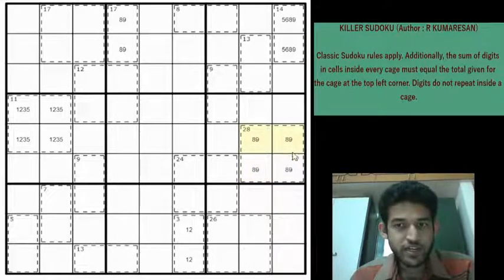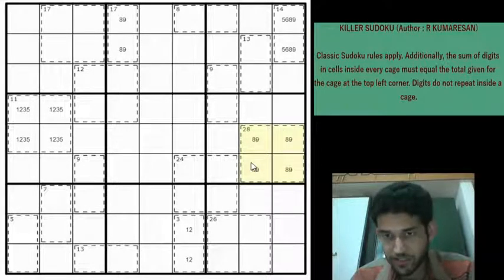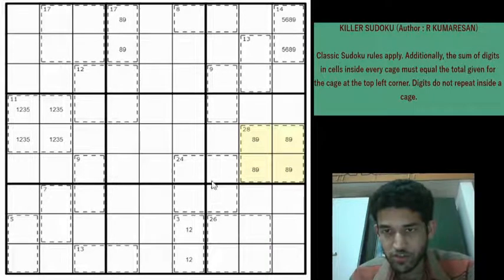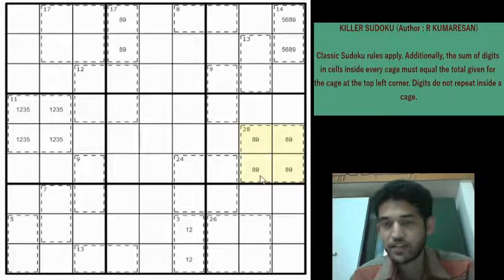Can we be certain that 7 is not here? Let's see if we can reach the total of 28 without the 7. So we have 17 already. We need 11 more. That 11 more can be achieved by using 5 and 6 without the 7, or you can have the 4 and 7 inside. So there are 2 possibilities now, but for sure we know that 8 and 9 must be inside the cage.